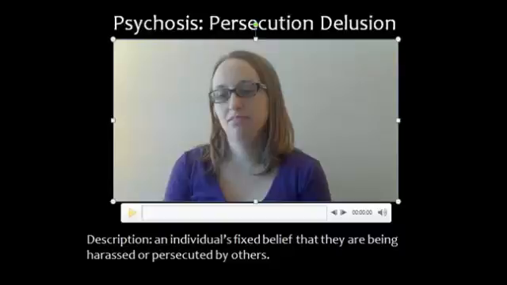This client experiences a very common example of a persecution delusion. She believes the FBI are tapping her phones and following her in a parked car. This kind of fear can have a large impact on a person's functioning. Clients with this kind of persecution delusion may, for example, refuse to talk on the phone or refuse to leave the house.